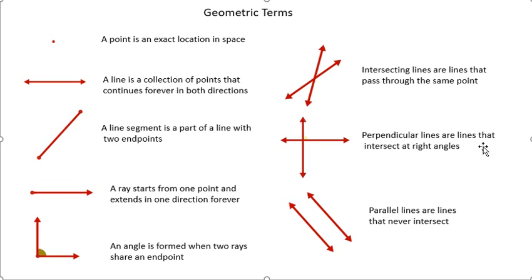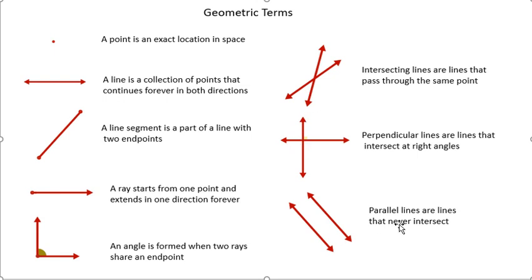Now let us see perpendicular lines. How can we say the lines are perpendicular? We can say the lines are perpendicular when they form a right angle. When any two lines form a right angle at some point, they are called perpendicular lines. You can see these are intersecting lines. They are meeting at a point. We can say that these are intersecting lines, but they are also perpendicular lines. Why? Because they are forming a right angle at some point.